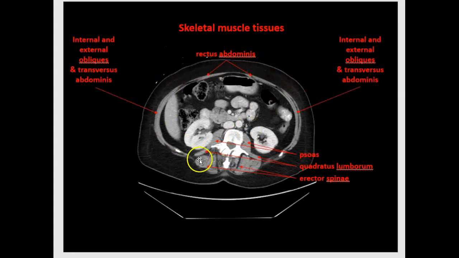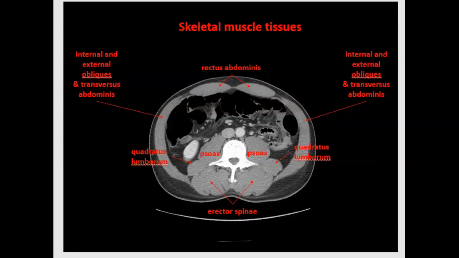These are the major abdominal muscle groups at the third lumbar vertebra: the rectus abdominis, the internal and external obliques, and transversus abdominis on both sides here of the abdominal wall. We have the psoas hugging the vertebral body. We have the quadratus lumborum on both sides of the vertebral body, and then we have the erector spinae. Again, these are the common skeletal muscle groups at the third lumbar vertebra.